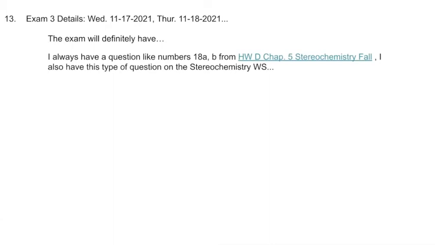And then the exam will also have questions like 18A and B from homework chapter 5. So it's 18A and B now. I think it might be 17A and B if you've already downloaded it. And it's also from the workshop, but here's what I'm talking about.